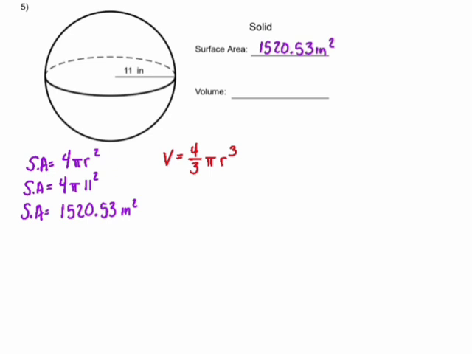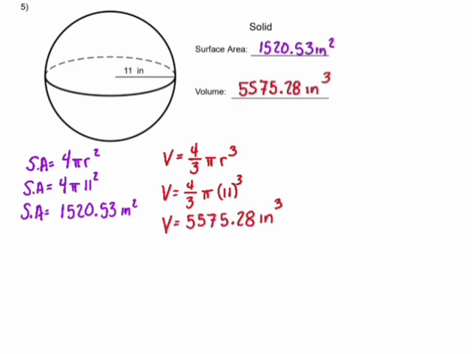Next, we need the volume formula for a sphere. Volume is equal to 4/3 pi r cubed. Again, we know r is 11, so we plug it in. Punch those numbers into the calculator, and we get 5,575.28 inches cubed.